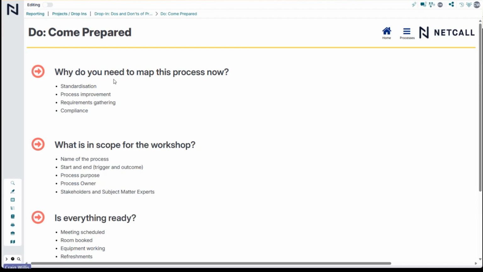The important thing is that when you start that workshop, or even before, when you invite people into it, you're all clear about why you're asking for the stakeholders' time to come and join you. So be clear about it.